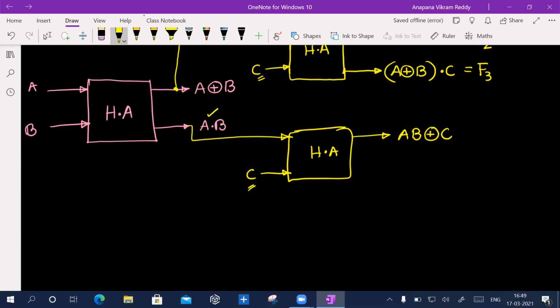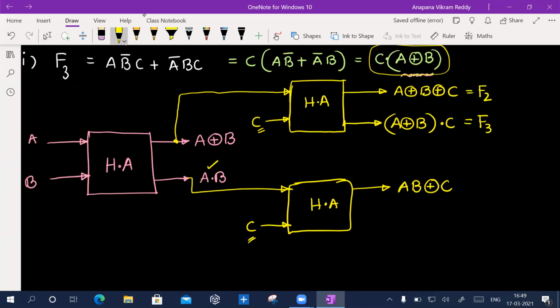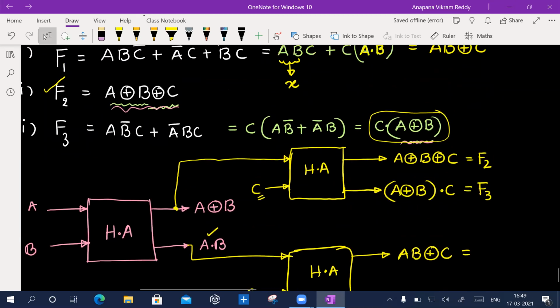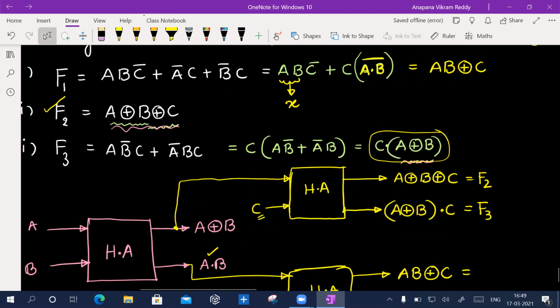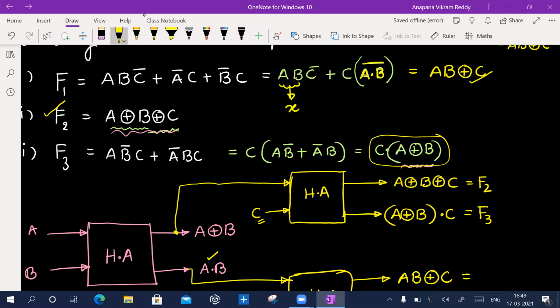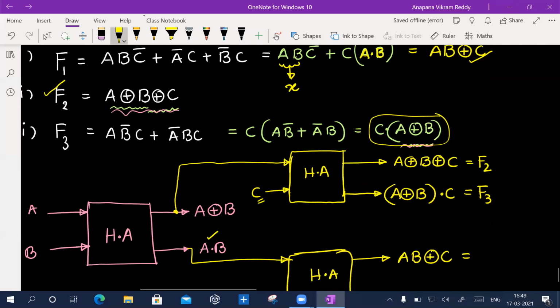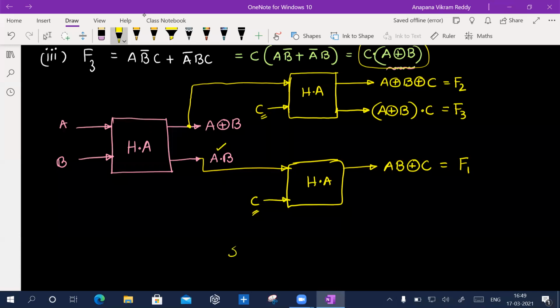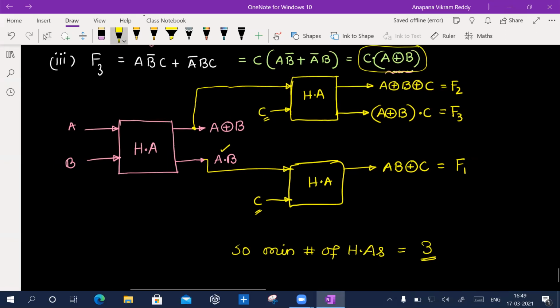I don't require to find any carry here, because by this time we have covered all the three. This is what my F1 is. So what do you think? How many half adders are required now? 3, sir. So the minimum number of half adders is equal to 3. Beautiful. That's it.